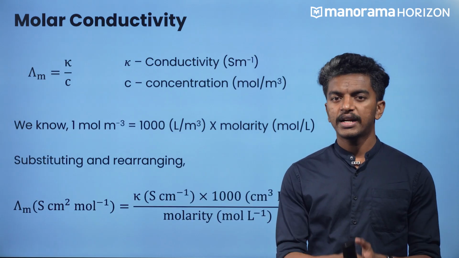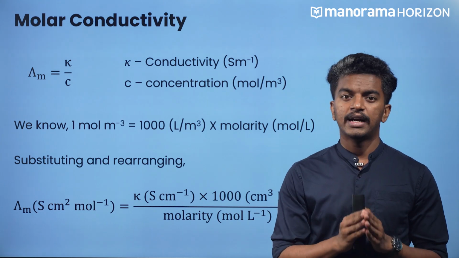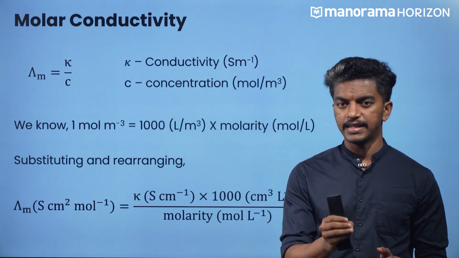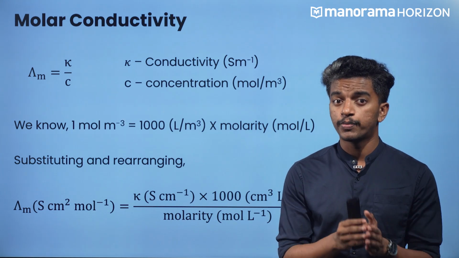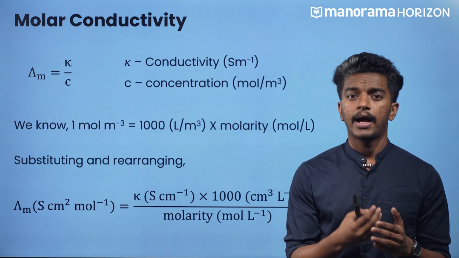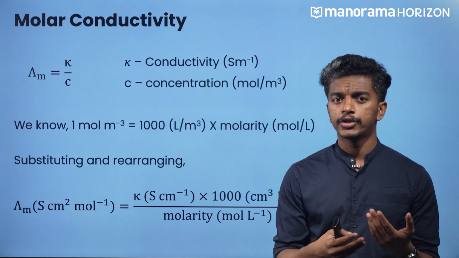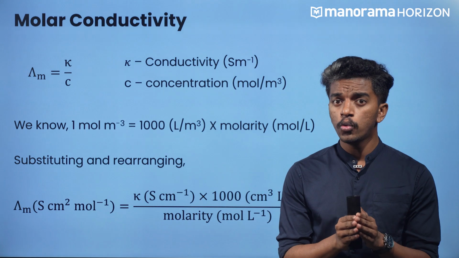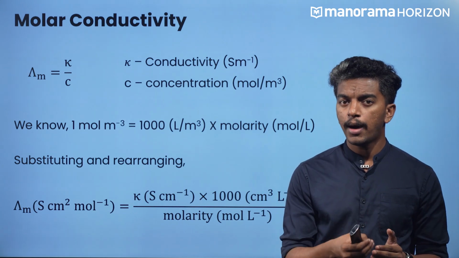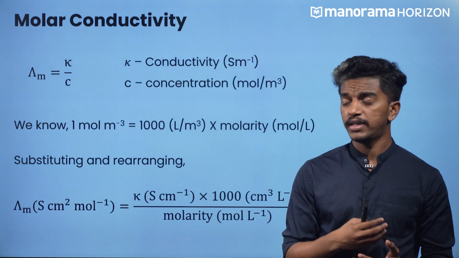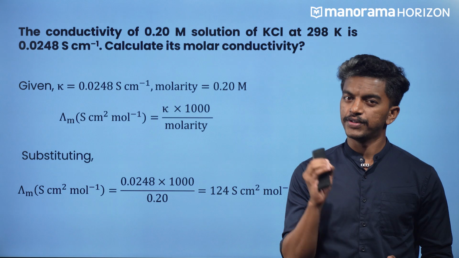Molar conductivity is related to the conductivity of the solution as lambda m is equal to conductivity kappa divided by concentration C. Here, the unit of kappa is Siemens meter inverse and that of C is moles per meter cube. So the unit of lambda m is Siemens meter square mole inverse. We already know that 1 mole per meter cube is equal to 1000 liter per meter cube into molarity, that is, moles per liter. Then we can rewrite the above equation as lambda m equal to kappa into 1000 divided by molarity. Let us apply this concept to solve this question.